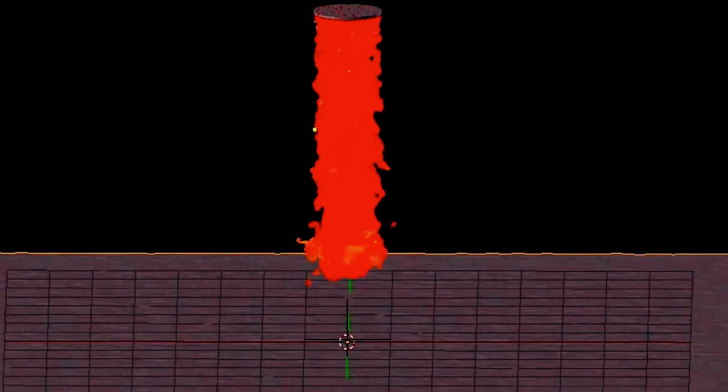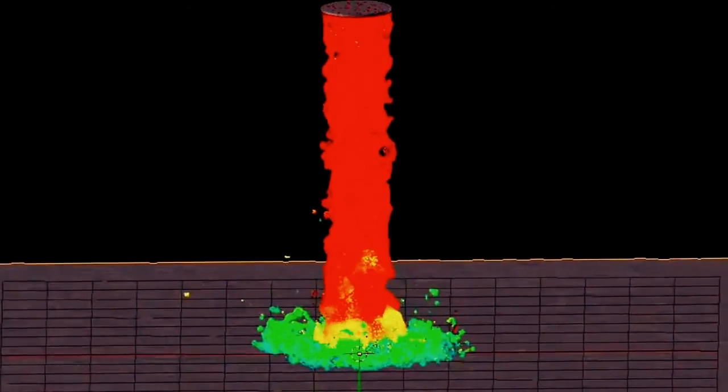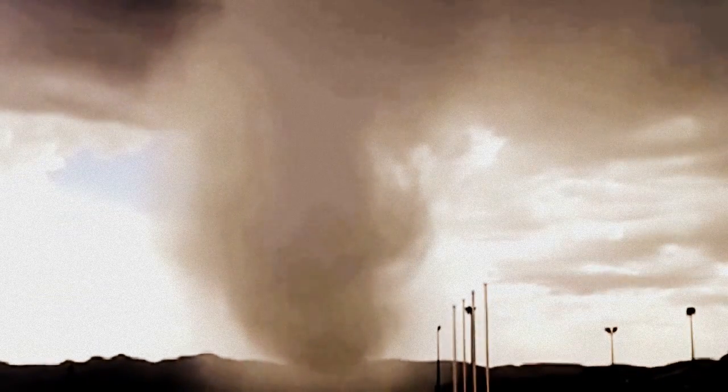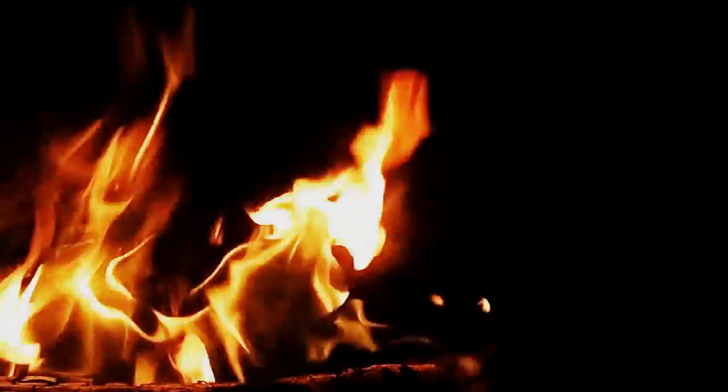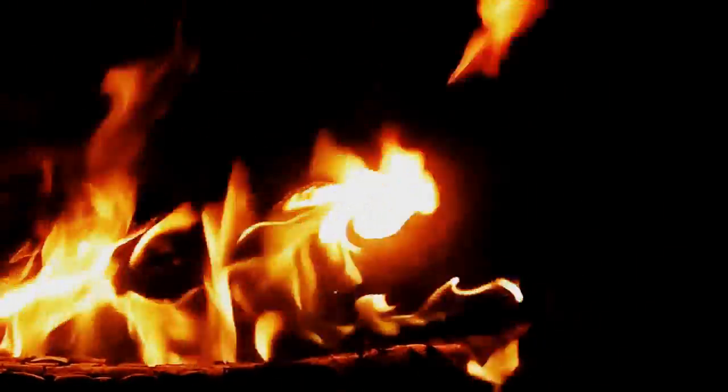But downdrafts, by themselves, don't cause tornadoes. They don't rotate on their own, as the computer simulation and real life demonstrate. So, the second thing you need to make a tornado is a vortex, and it has to be a stable vortex. Now, there are lots of ways that vortices form in nature.